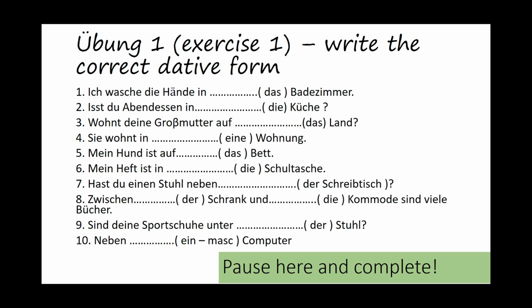Übung 1. Write the correct dative form. So copy out each of these 10 sentences, please, and convert the word for the or a, which we put in brackets, into the dative case, because each of them has a preposition before the blank space, and you need to put each of them into the dative case. And write your sentences out in full.